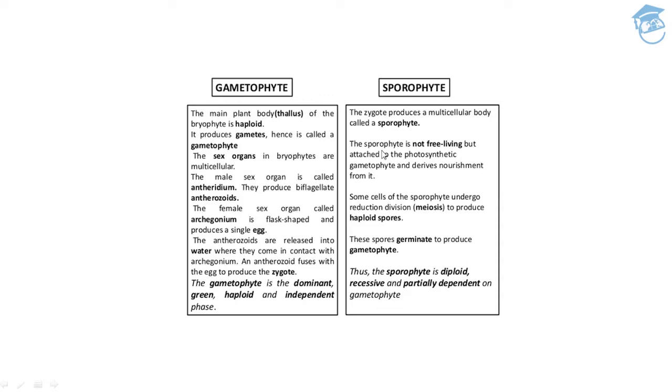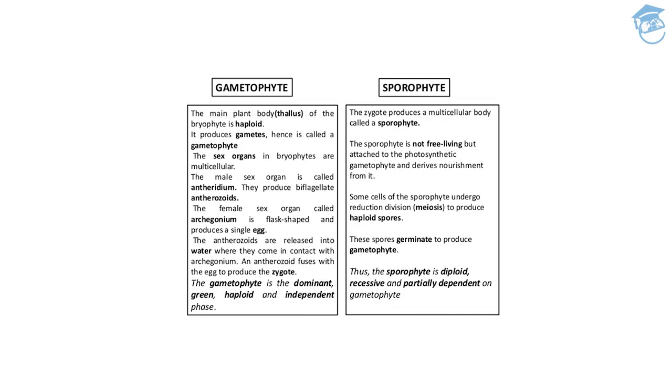The sporophyte is not free living, but is attached to the photosynthetic gametophyte and derives nourishment from it. The sex organs in bryophytes are multicellular. The male sex organ is called antheridium, which produces biflagellate antherozoids. That means the sperm are biflagellate. Antheridium is the male reproductive organ and antherozoid is the sperm.